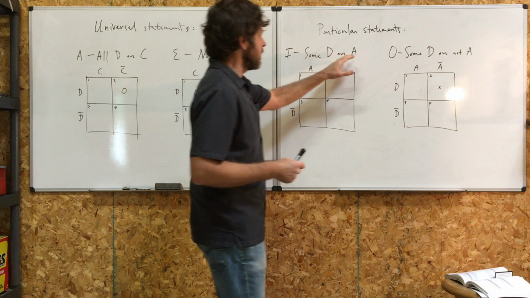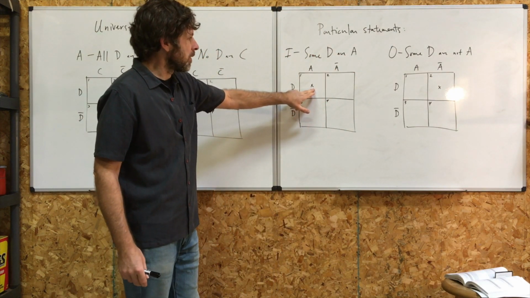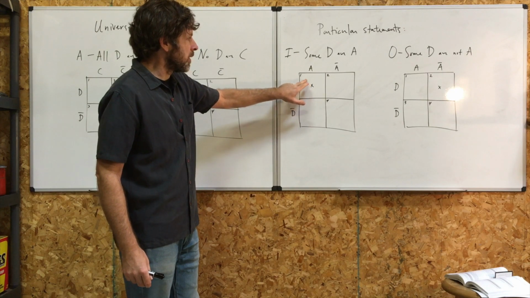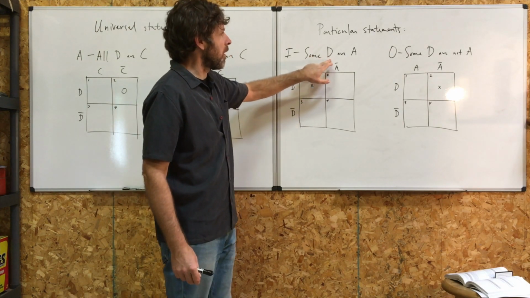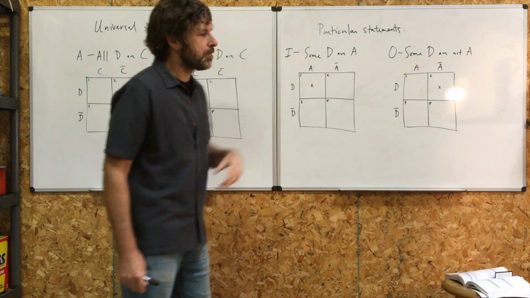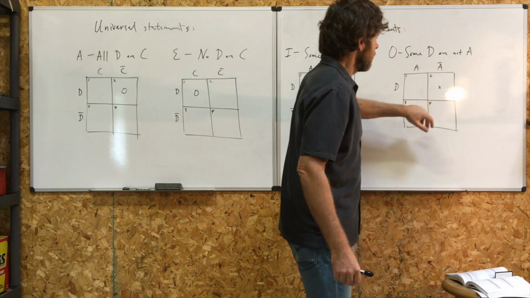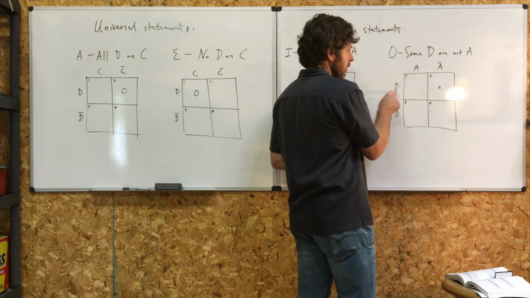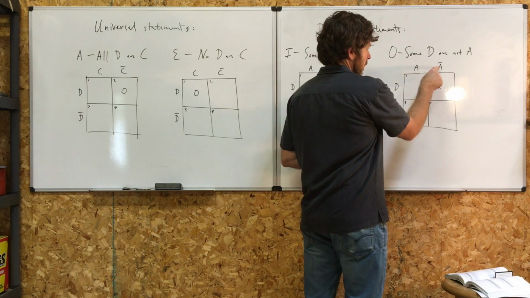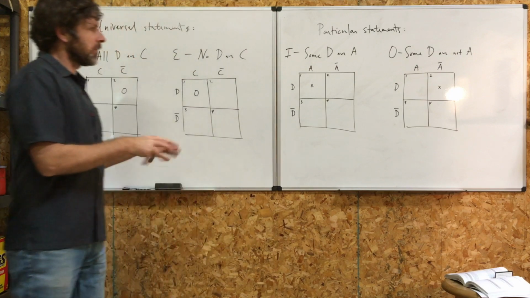I statements, some D's are A's. Put an X, that means at least one. There's at least one member in region 1. At least one dog is an A. If you want to say some D's are not A's, you'd say there's at least one member of the region of dogs and non-A's. So that's region 2. So I'll leave this here.